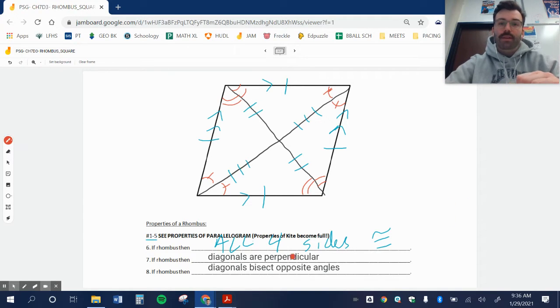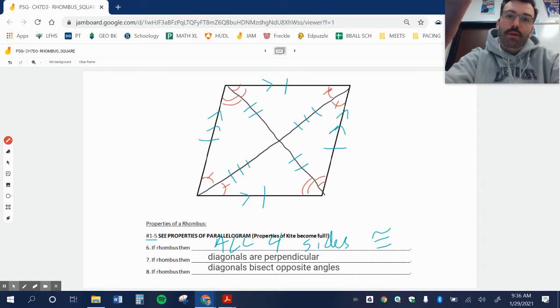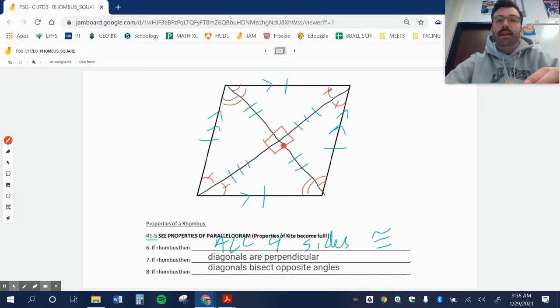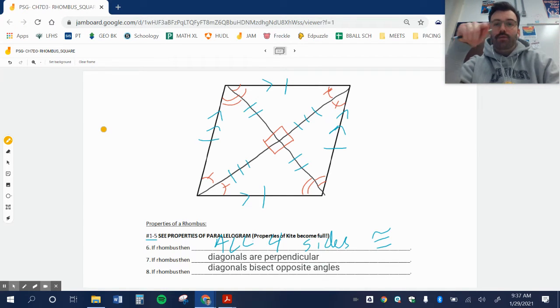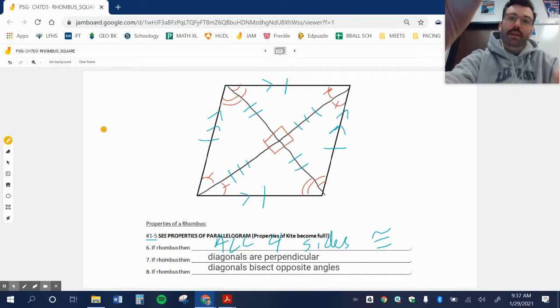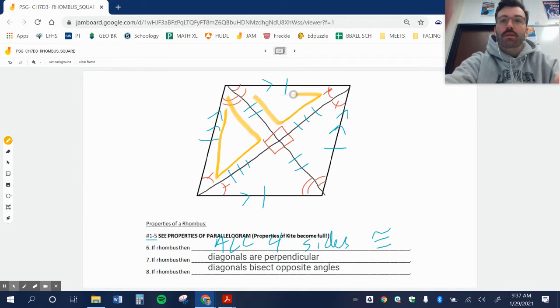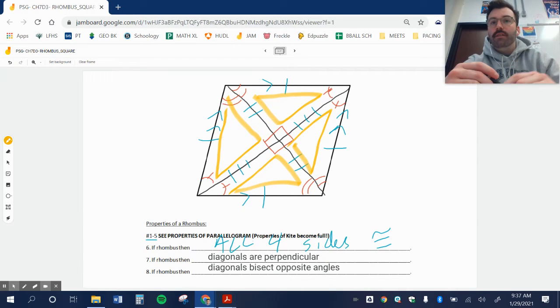Lastly, the unique property: the diagonals are perpendicular. Boom. I'm going to draw 4 right angles in there. Each of these angles is right. If we're looking at this, and I don't want you to write this part down, I'm going to use the highlighter here. If you look at a rhombus, one thing you're going to notice is there are 4 right triangles within a rhombus. 4 right triangles within a rhombus.